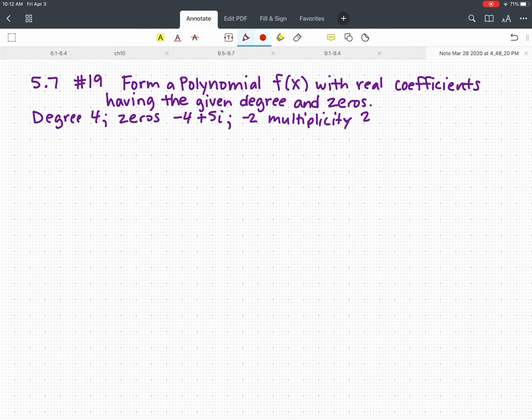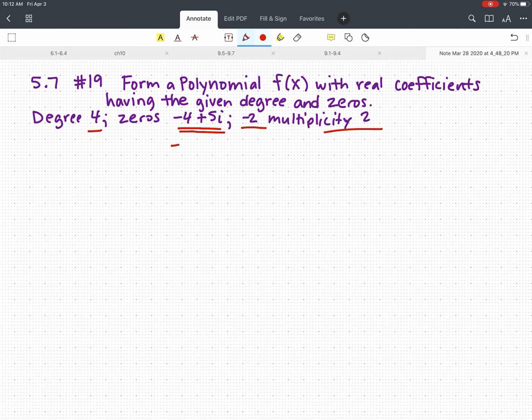Okay, so I'm going to go over 5.7, number 19. It says form a polynomial f of x with real coefficients having the given degree and zeros. So it's asking us to find a polynomial with degree 4. It's giving us one imaginary 0, and it's giving us a real 0, negative 2 with multiplicity 2.